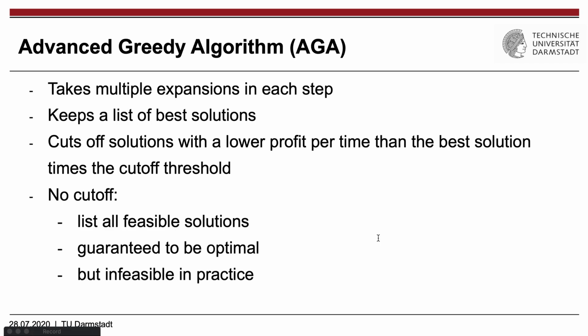And then we have an advanced greedy algorithm, which basically is the same as the basic greedy, but we track multiple solutions and make multiple expansions in each step. We introduce a cutoff threshold based on the profit per time, and if the solution is worse than the profit per time times the cutoff of the best solution, we remove these bad solutions from the list of kept solutions.